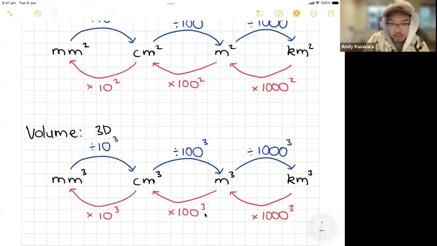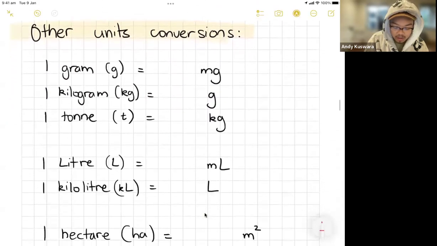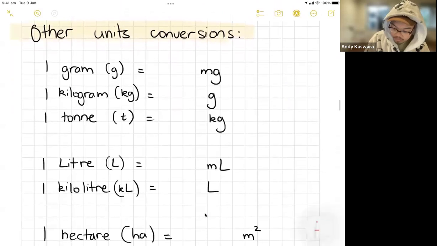But this is what I mean by a helpful diagram. You only need to memorize one, and then you adapt it for whether you're talking about length, area, or volume. Now, there are a couple of other unit conversions that I think are helpful.